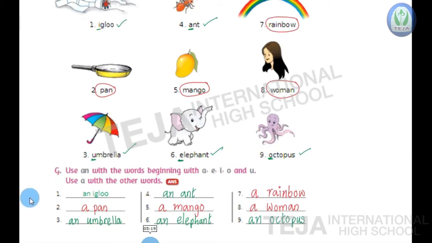So here, an igloo, a pan, an umbrella, an ant, a mango, an elephant, a rainbow, a woman, and an octopus. Okay.